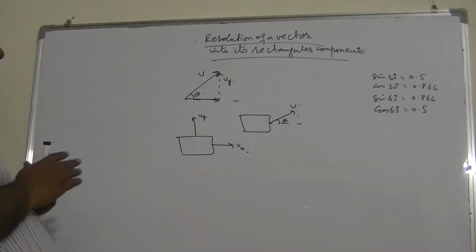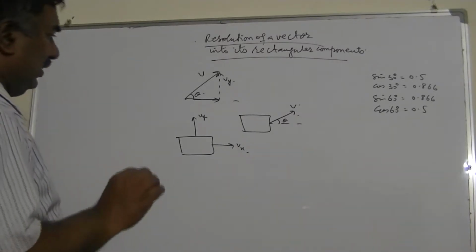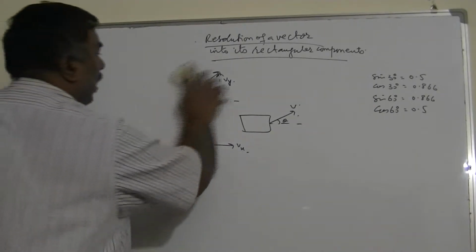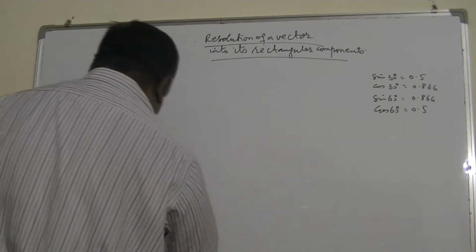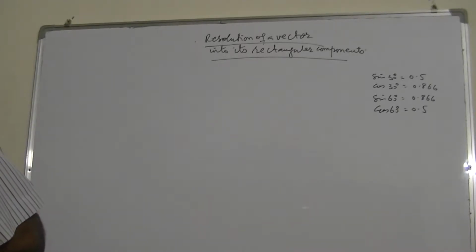Actually we are finding two effective components, one along the x-axis and one along the y-axis, which together represent this vector V at angle theta. That's the rectangular components. We can define them, but the definition is not needed in the codes. You just have to understand how to resolve a vector into its rectangular components. There are basically two methods: one by the general angle, and one by the angle with the x-axis or y-axis, whatever angle is given.